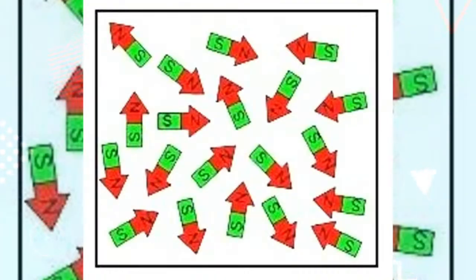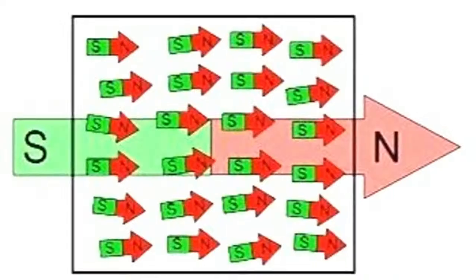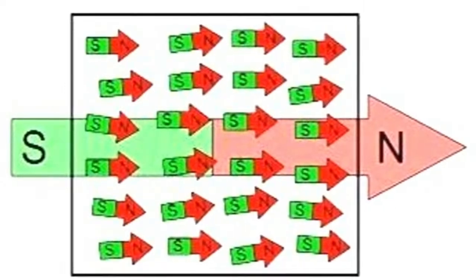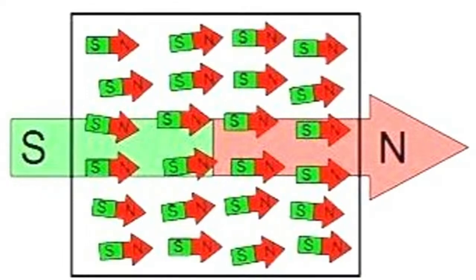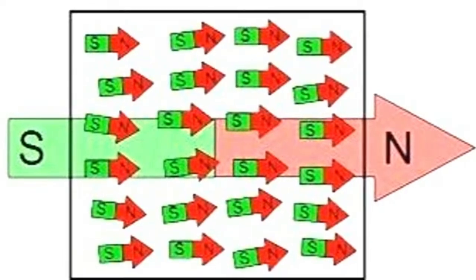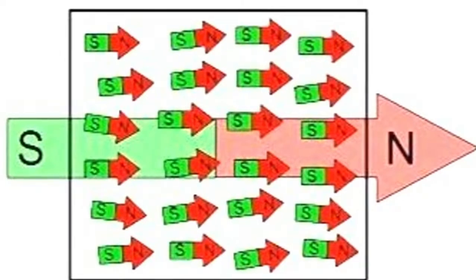Before, when the material is unmagnetized, the domains are not lined up in a definite way. In other words, they are randomly arranged. After, when the material is magnetized, the domains line up in a definite pattern. All the north poles point in one direction and the south poles in the other.